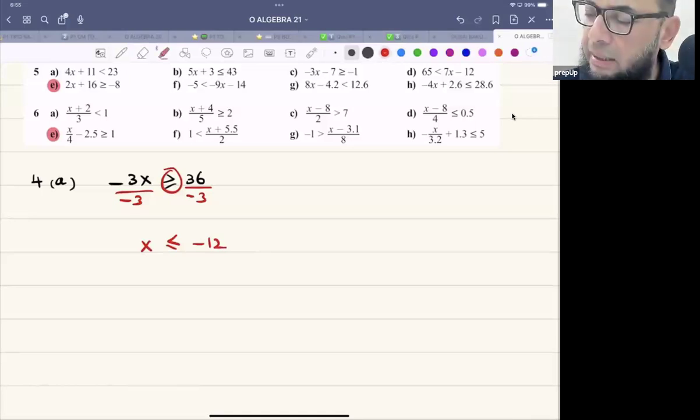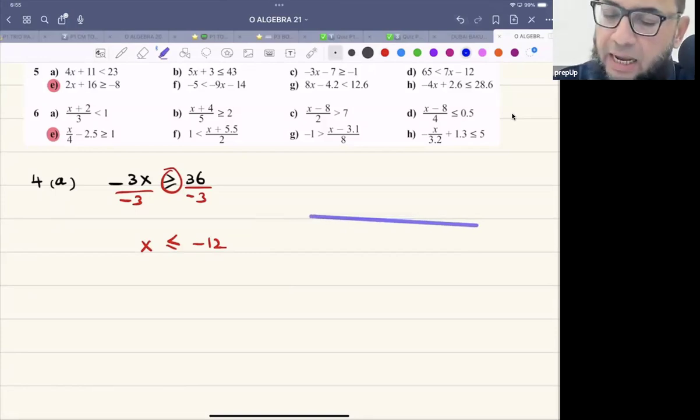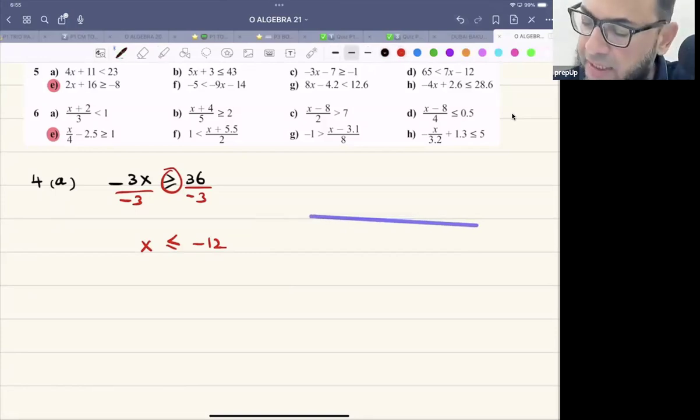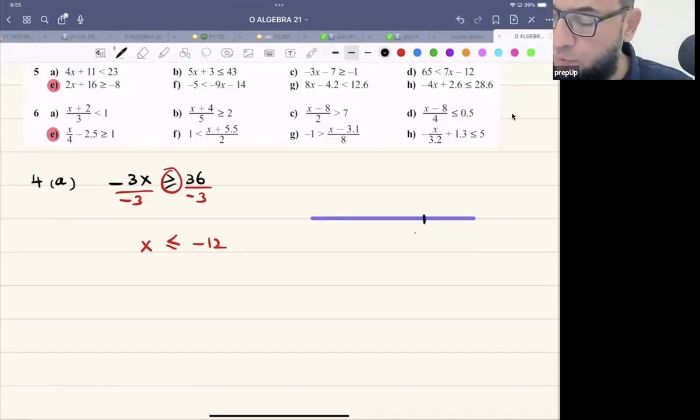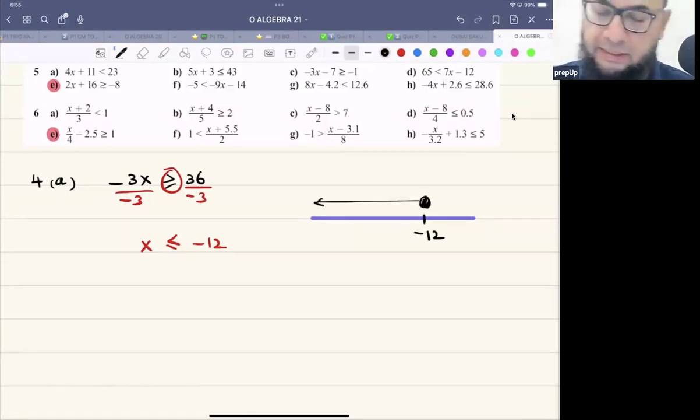A small number line, not this thick. And this is negative 12. Hold for a second. So now this is negative 12, lesser than or equal to negative 12. Solid circle goes like this.